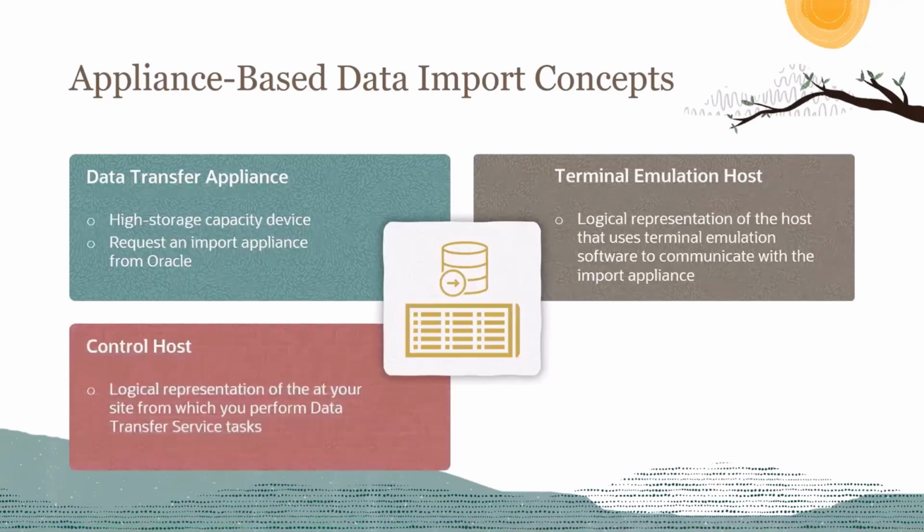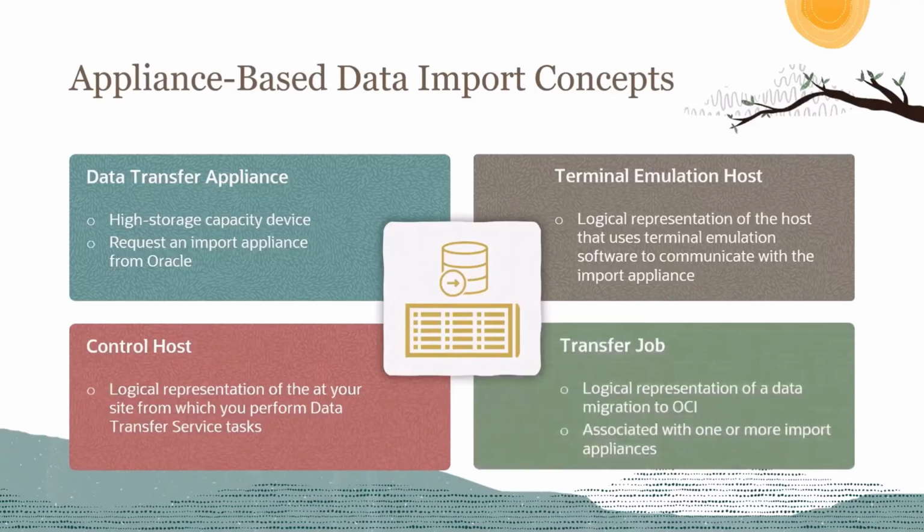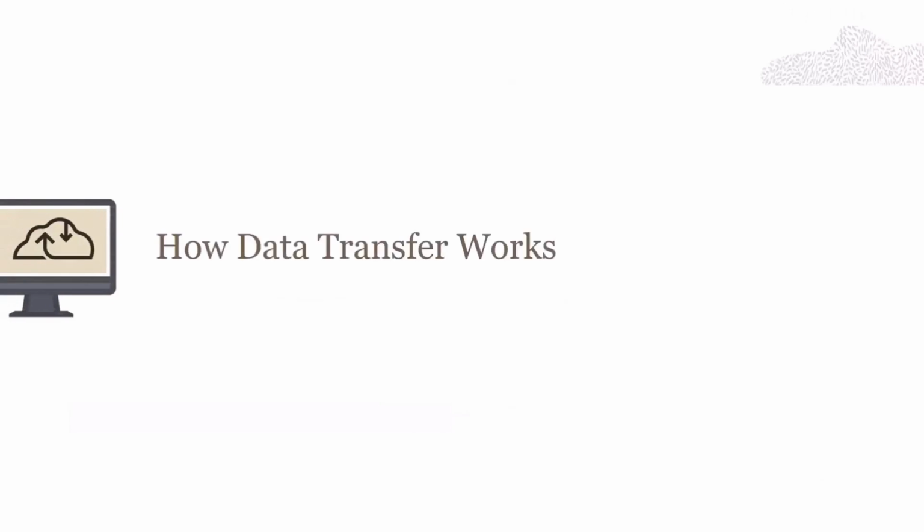The host computer at your site from which you perform data transfer service tasks is what is known as the control host. And now there is a transfer job and a transfer appliance. Transfer job is the logical representation of a data migration to OCI. If we talk about transfer appliance, it's a high capacity storage device that is prepared to copy and upload data securely to OCI, which means you copy your data to one or more appliances and ship these appliances to Oracle to upload your data. Now let's look at how the data import works in case of data transfer appliance.